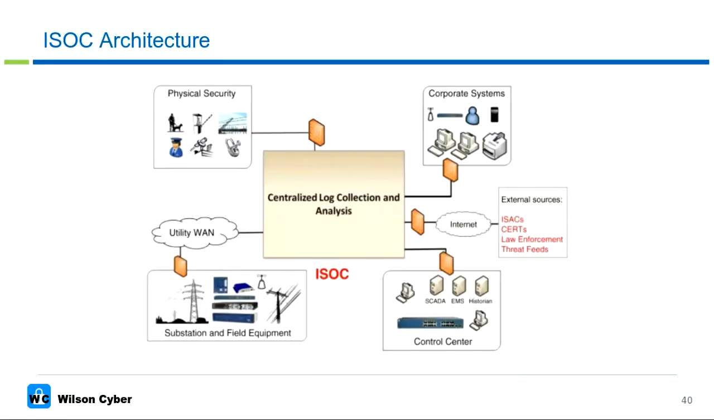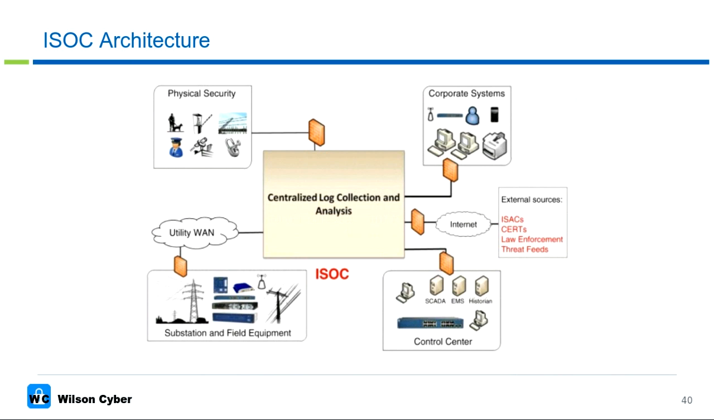Here's the ISOC architecture, the main components of an integrated security operations center. We have physical security firewalled off so that we make sure we monitor all the access to our buildings and our rooms and our premises. We have corporate system security on information security of computer systems, printers, devices, mobile devices. We have external sources of information, ISAC, CERTs, law enforcement, etc.